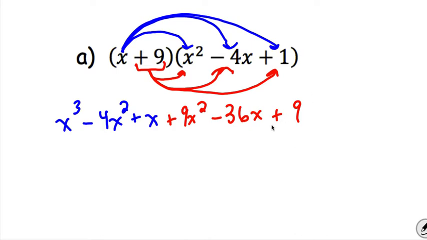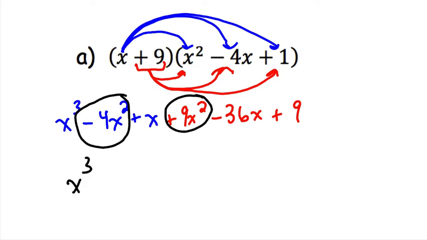So now we want to combine like terms. So start with your highest power. You always want the highest exponent to be first. So x to the third does not have anything to combine with it, so we write it down first. Next we look at our x squared. Well, I have an x squared right here, and I have an x squared right here. Add them together. Use your calculator. Negative 4 plus 9 is 5. So I have 5x squared terms.